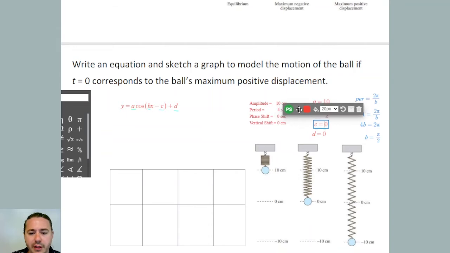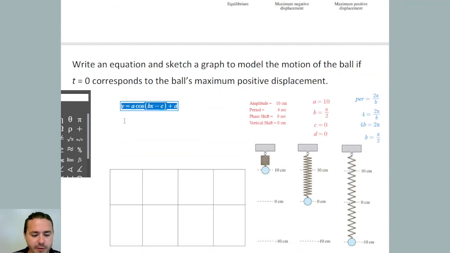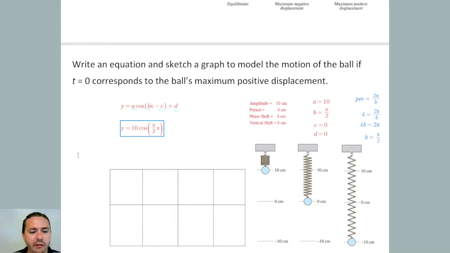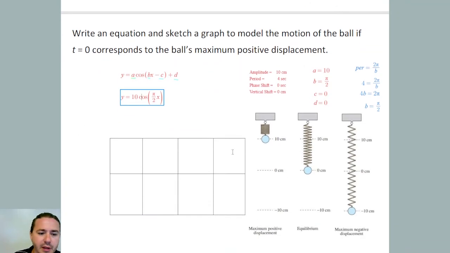All right, so I've got all my characteristics, I've got all my parameters ready to go. Now I can start filling in the numbers that I have. I'm just going to copy and paste this, and let's fill it in with what's relevant here. So the A value is going to be 10, the B value is going to be pi over 2. And the C value is going to be 0, so there's just nothing there, and the vertical shift is also 0. So here is my equation to model the behavior of this ball on a spring.